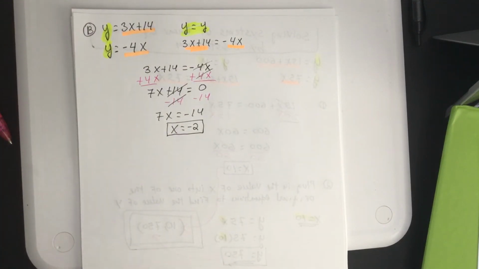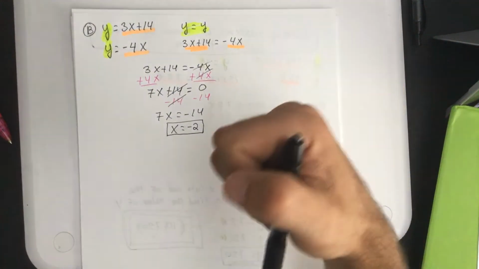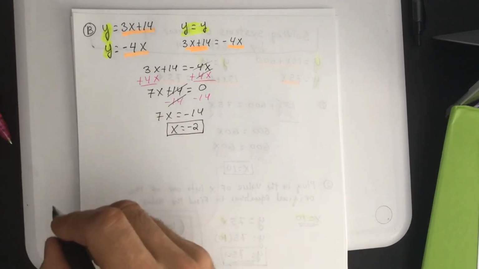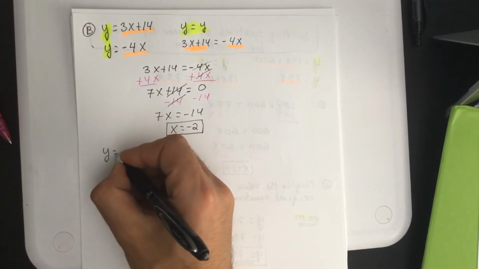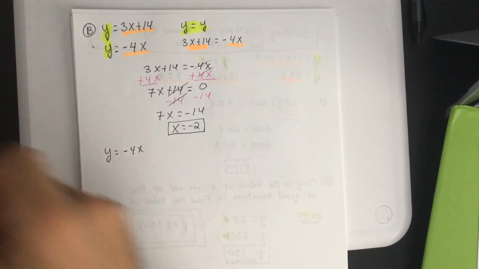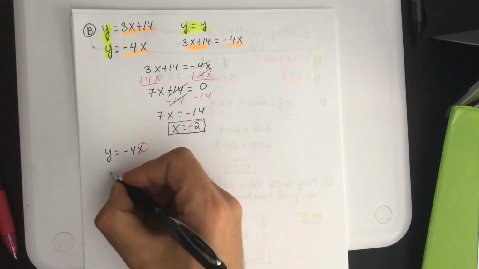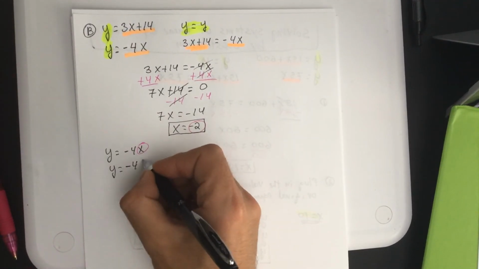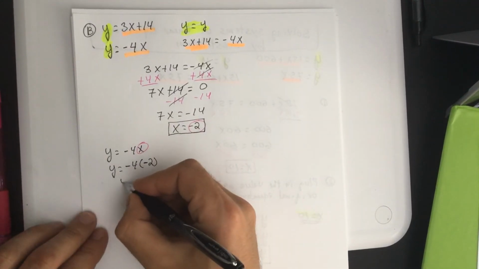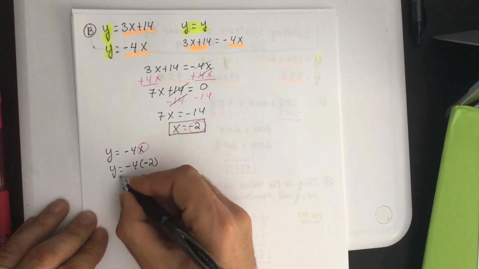Okay, you need the y. So now you gotta choose one of these original equations and plug in the x, which is gonna be negative 2, right? That's the x. So I'm gonna be choosing this one because it's pretty simple. So again, y is equal to negative 4x, right? So this is gonna go in there. So y is equal to negative 4 times negative 2, which is positive 8.